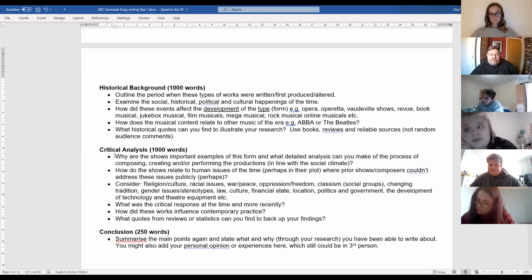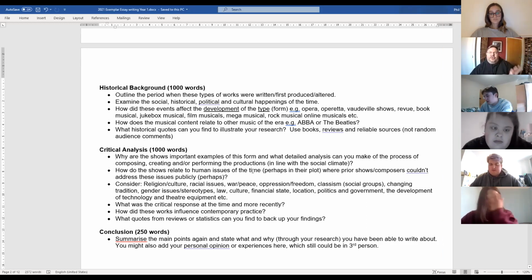Here's this example of our musical, and you can say, okay, how does it relate to, let's just say, why are the shows important examples of this form? So how can we say that the book musical has a good structure to it, or how does Sondheim use structure differently with these shows? And what detailed analysis can you make of the process of composing, creating, and performing the productions?